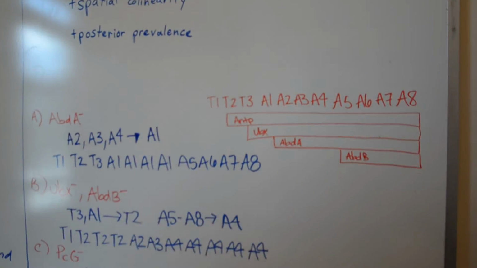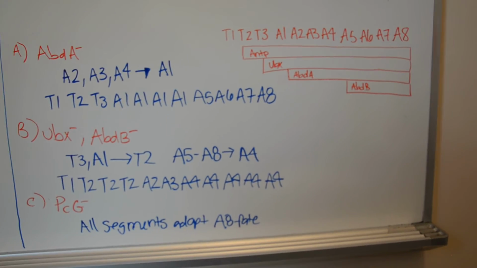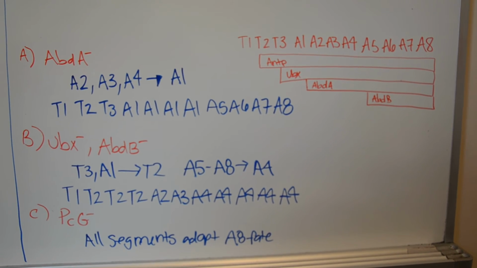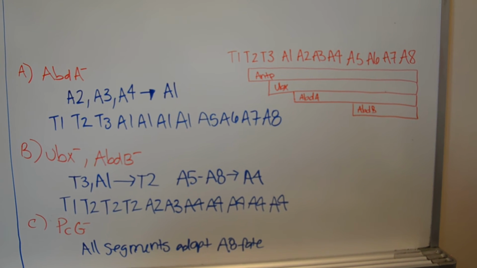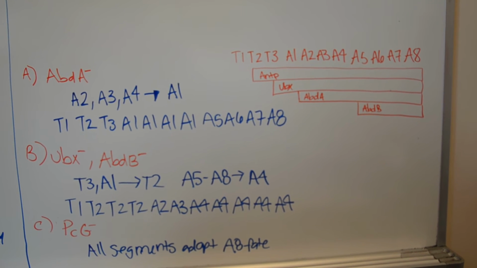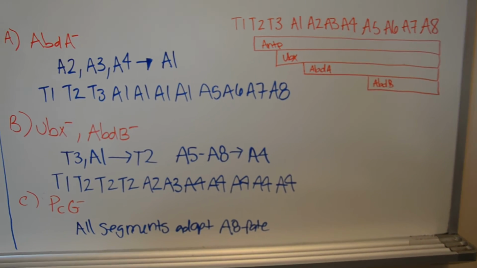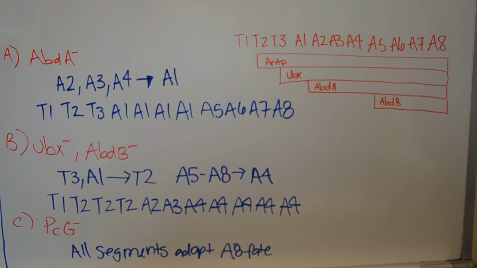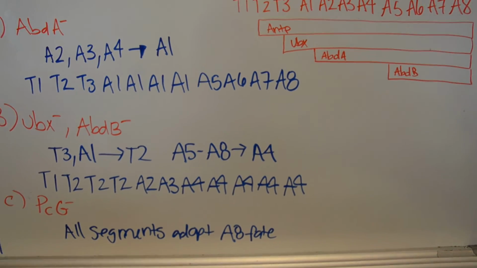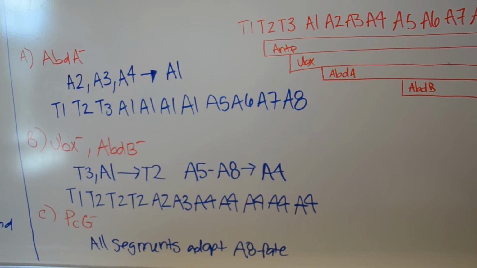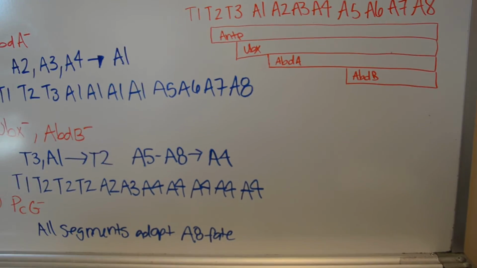Let's do some examples, shall we? Let's say we create an abdA mutant. That means A2, A3, and A4 genes will become A1 genes due to A1 being the most posterior expressed gene. In the case of a UBX and abdB mutant, T3 and A1 will become T2, and A5 through A8 will become A4. In a PCG mutant, all segments adopt the A8 fate because PCG's role in wild type is to suppress Hox genes and allow for anterior genes to become expressed.